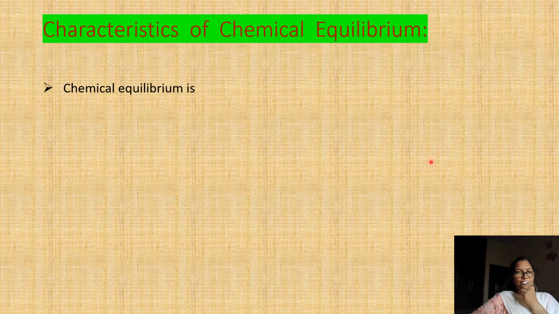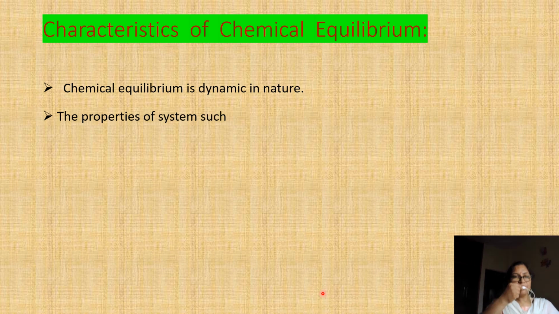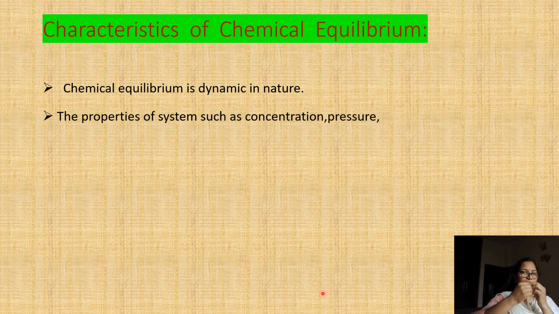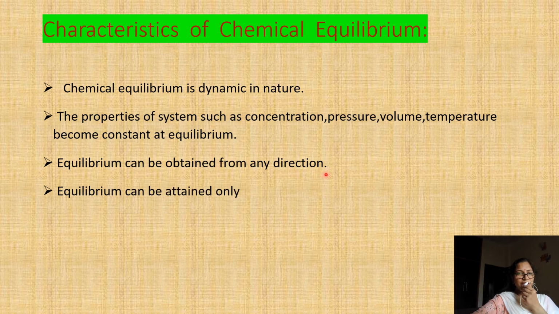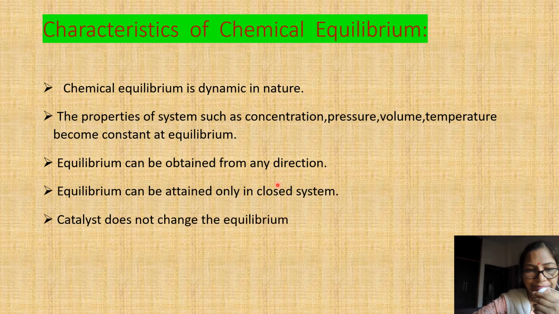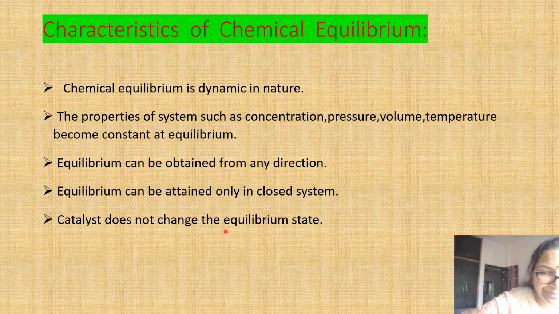Characteristics of chemical equilibrium. Chemical equilibrium is dynamic in nature. The properties like concentration, pressure, volume, temperature becomes constant at equilibrium. Equilibrium can be obtained from any direction. It can be attained only in closed system. Catalyst does not change the equilibrium state. Now let us try to understand the meaning of all the terms one by one.